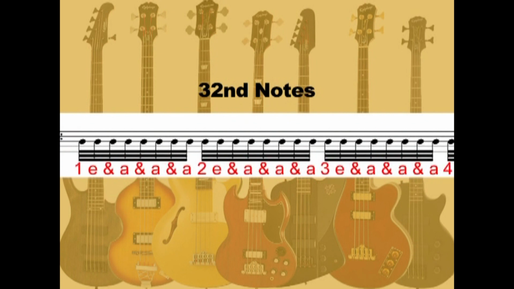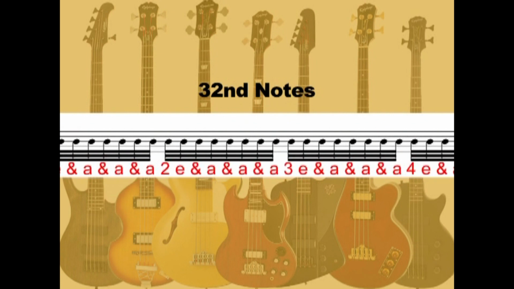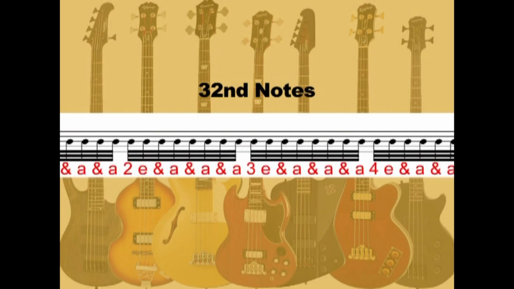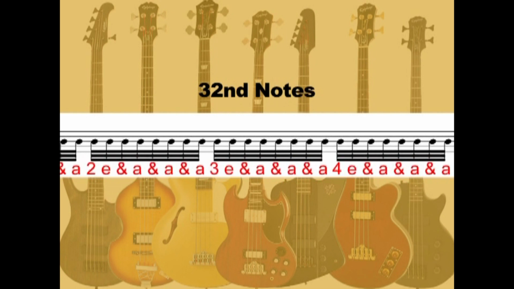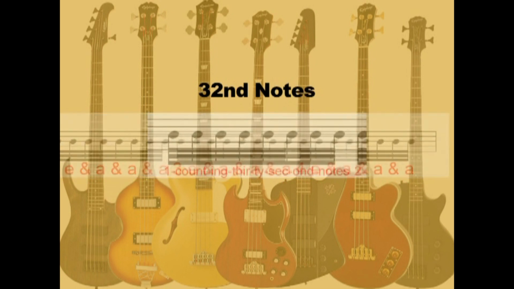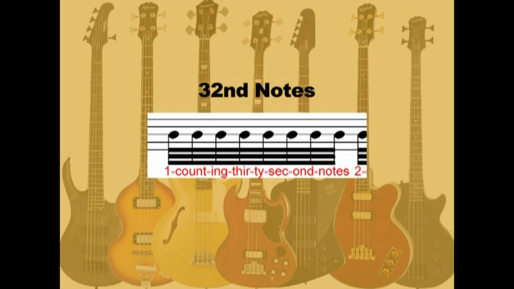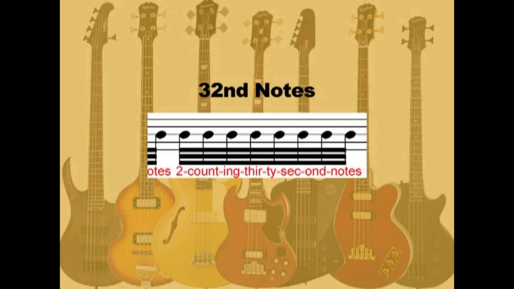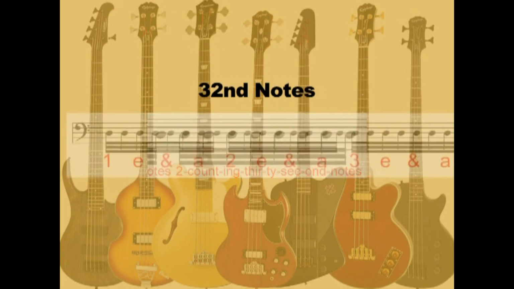Another method is to count each pulse. 1 E and a, 2 E and a, 3 E and a, 4 E and a. Or 1 counting 32nd notes, 2 counting 32nd notes, and so on.